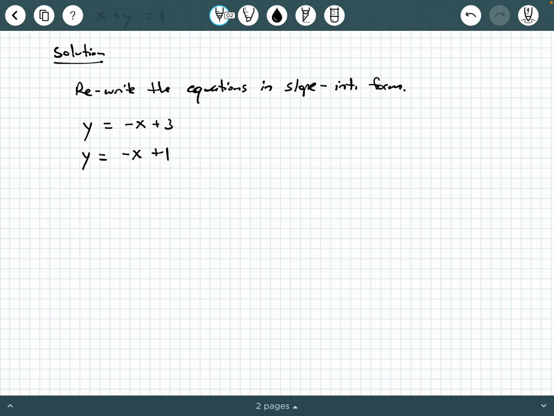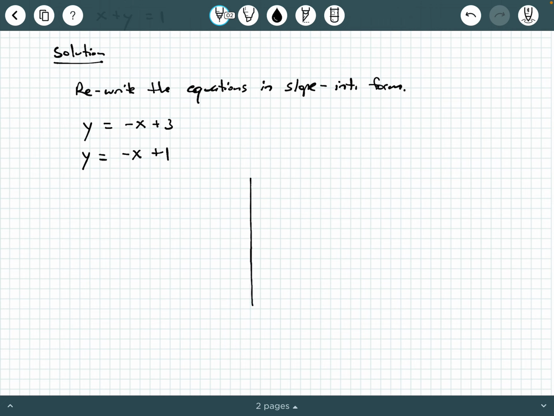Now, one thing you may have noticed, and we're going to see how this unfolds when we graph this system, is that both equations have the same slope. The slope of both of our equations is -1. So let's see how this plays out when we graph it.